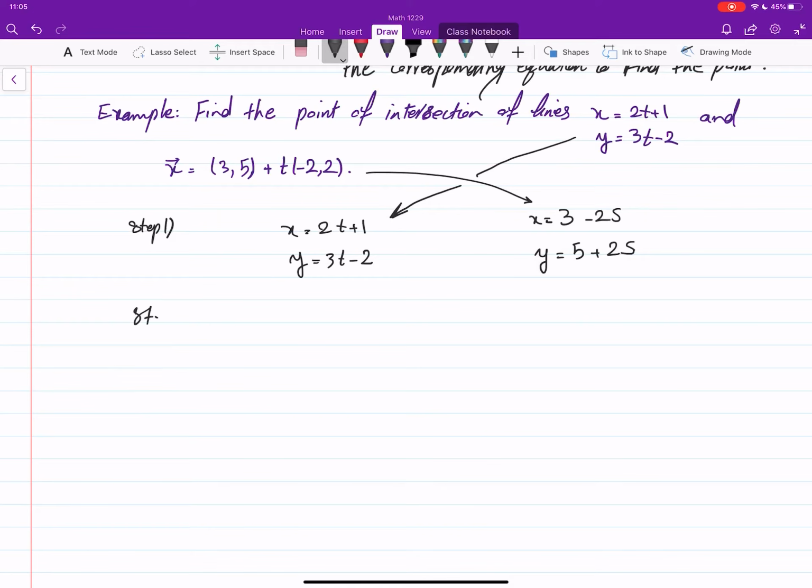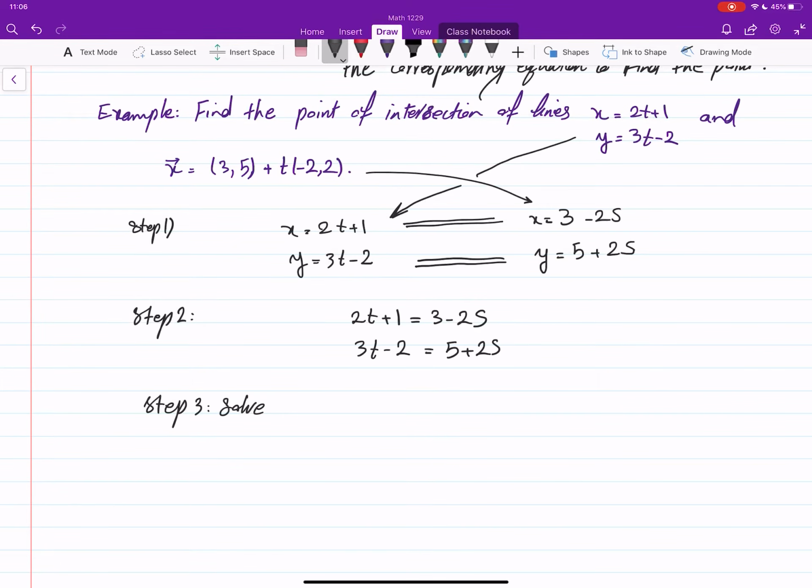Step 2 is to set the corresponding coordinates equal to each other, because then the point of intersection should satisfy both of the equations. So it means that 2t plus 1 is equal to 3 minus 2s, and 3t minus 2 is equal to 5 plus 2s. Well, now we want to solve these equations. Step 3, solve it. How do we solve it?